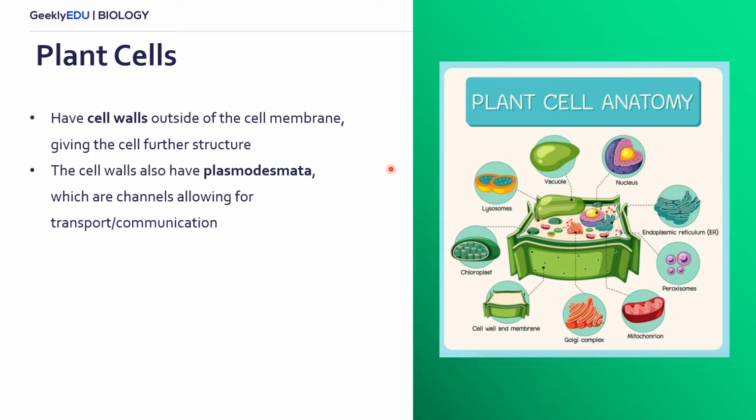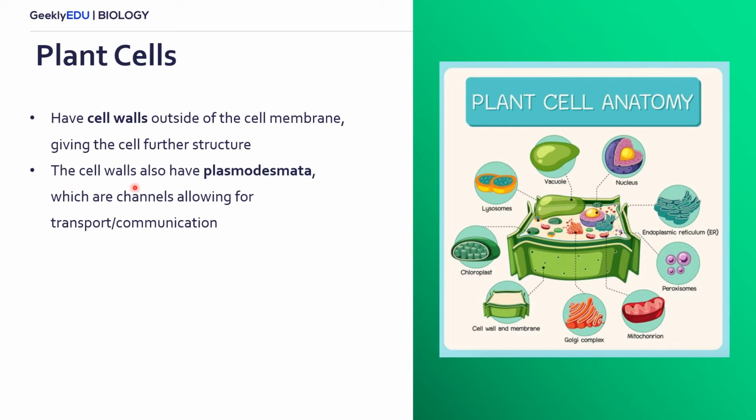Now going on to plant cells. So plant cells, unlike animal cells, have cell walls. So these are on the outside of the cell membrane, and these help to give the plant cells a little bit further structure and support.